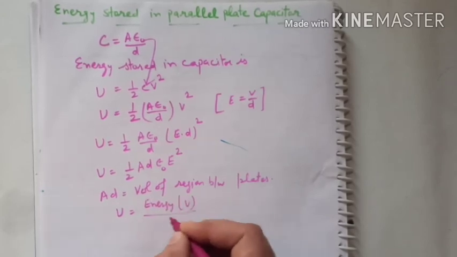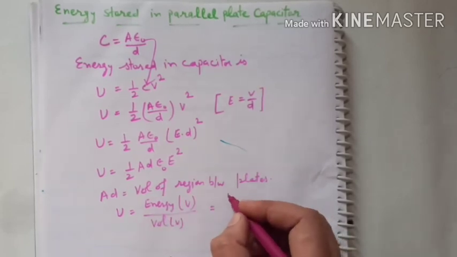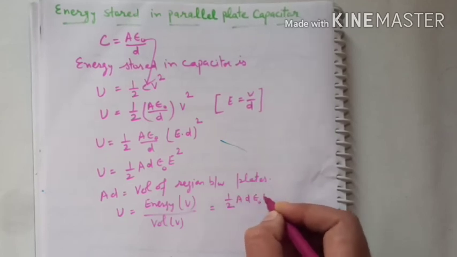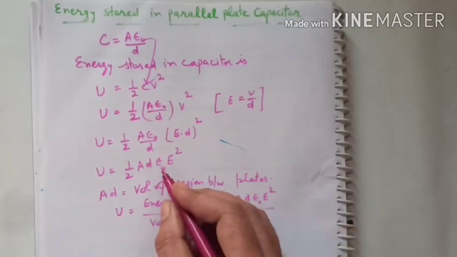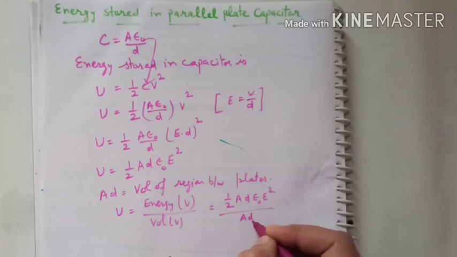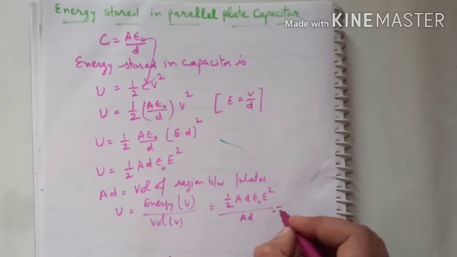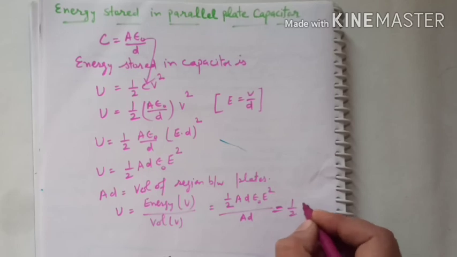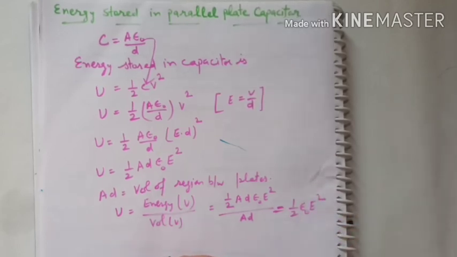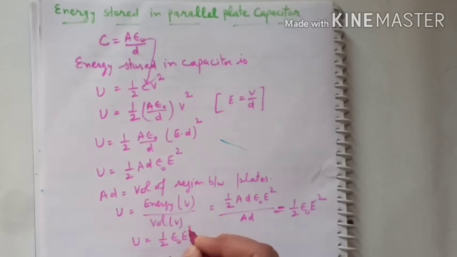Energy per unit volume of the capacitor is given by 1 by 2 A D epsilon naught E square, so this is the value over volume. Volume is area into height, area into distance, separation. So after cancelling, this is equal to 1 by 2 epsilon naught E square. So this is the total energy per unit volume. So U is equal to 1 by 2 epsilon naught E square.